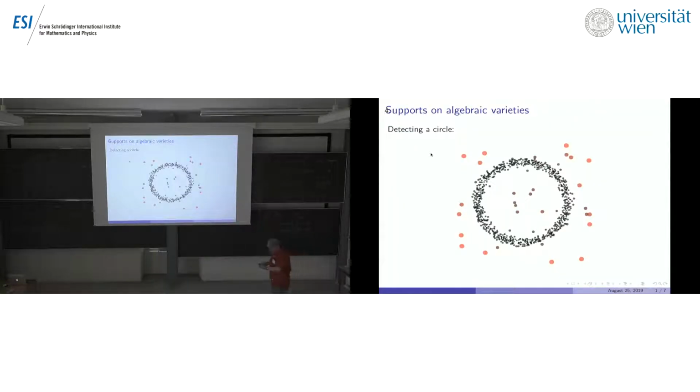And finally, what happens if the supports are on algebraic varieties? How we detect them? We can work not necessarily on the Euclidean space, but we can work, let's say, on the torus. We can work on a sphere, and there are good reasons to do this. And how we detect outliers and the level sets on such supports. I'll give you only pictures.